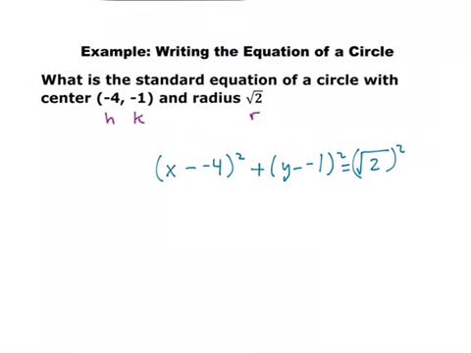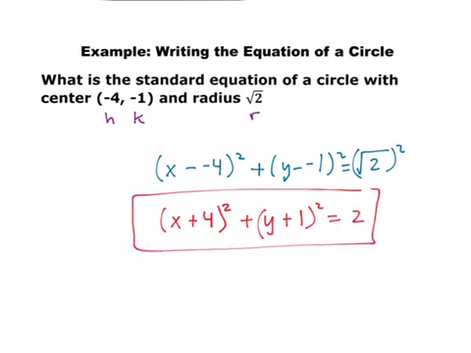Well, we can go ahead and simplify this a little better. Minus a negative is like adding the opposite, so x plus 4 squared, and then minus a negative, that's like adding, so we would put a plus 1 here, squared, and then the square root of 2 squared is just 2. So this is the equation of your circle.